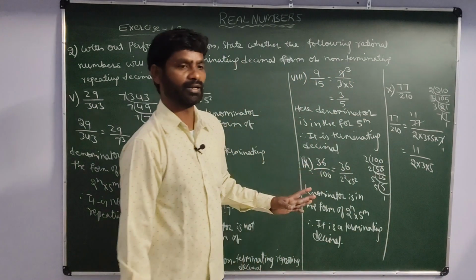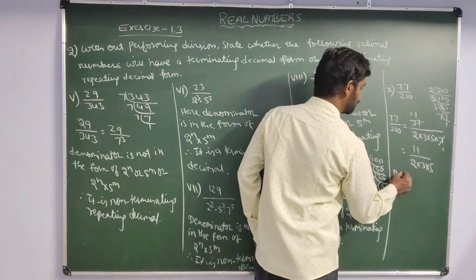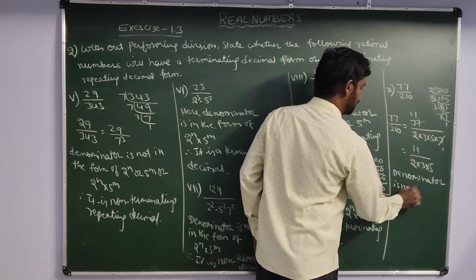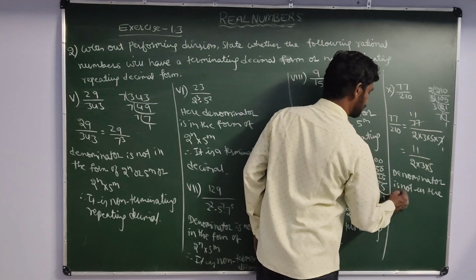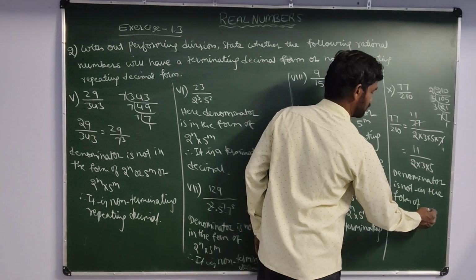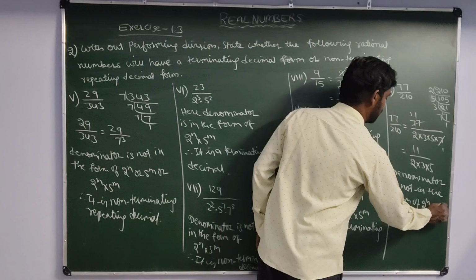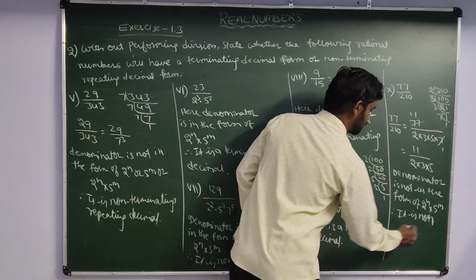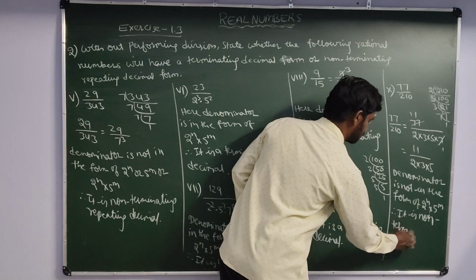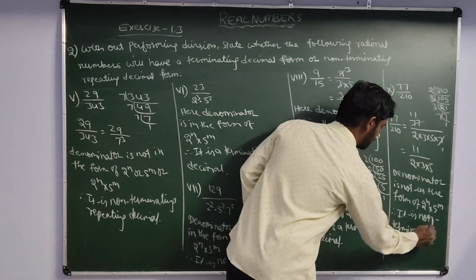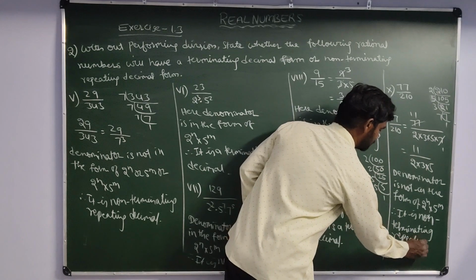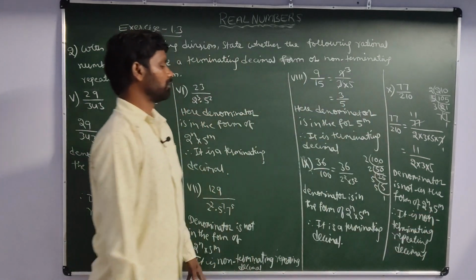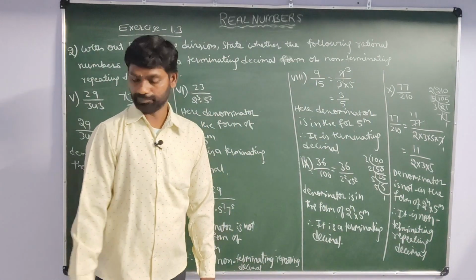So if you observe the denominator, it is not in the form. The denominator is not in the form of 2 power n into 5 power m. Therefore, it is non-terminating, repeating decimal. So the given question is non-terminating, repeating decimal.